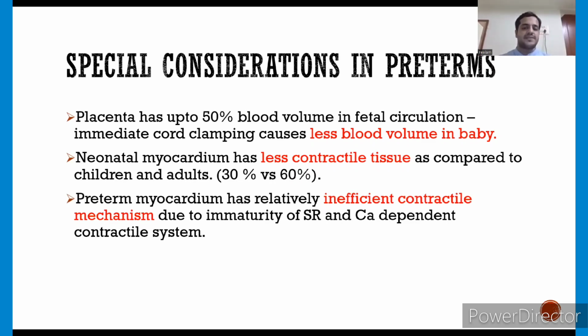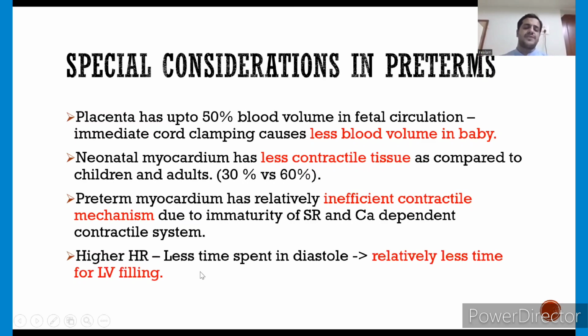Third, the myocardium has a relatively inefficient contractile mechanism. If the contractile tissue is less, on top of it, the contractile mechanism, which is dependent upon the sarcoplasmic reticulum and the intracellular calcium, also is immature in the preterms. Fourth is the very high heart rate. Physiologically, the preterms and the newborns have a higher heart rate. Because of the high heart rate, they are not able to spend much time in diastole. As a result, there is less time for LV filling. Okay, so the time for left ventricular filling is not adequate.